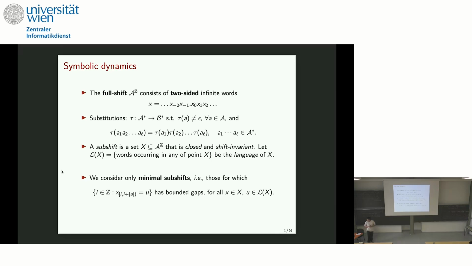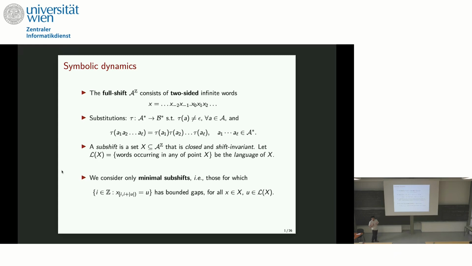I have just this slide. The universe for me, I'm going to use the language of symbolic dynamics. So the universe here is the full shift, A to the Z. It consists of two-sided infinite words. We are going to use substitutions. So for me, substitutions are monoid morphisms between these monoids of words. It's important to say that they are non-erasing. So the image of every letter is not the empty word.